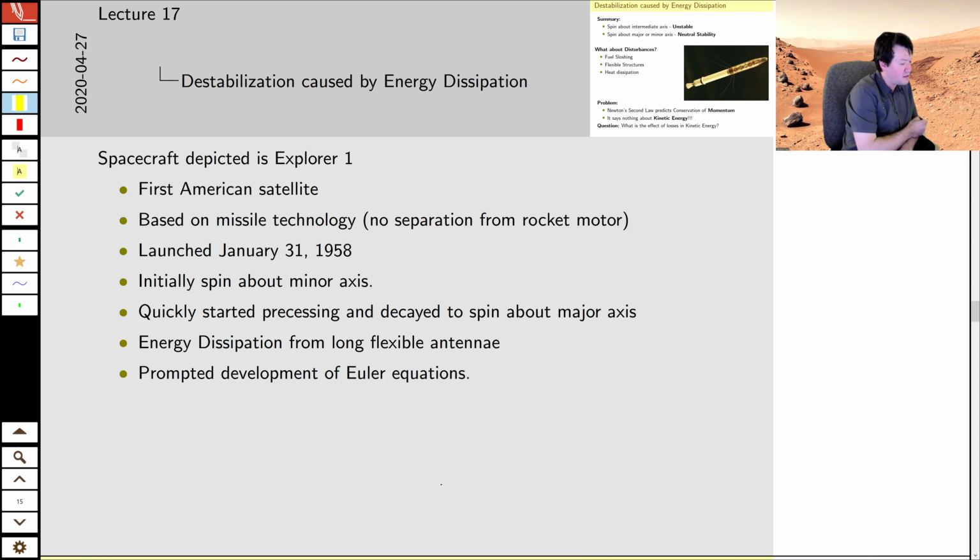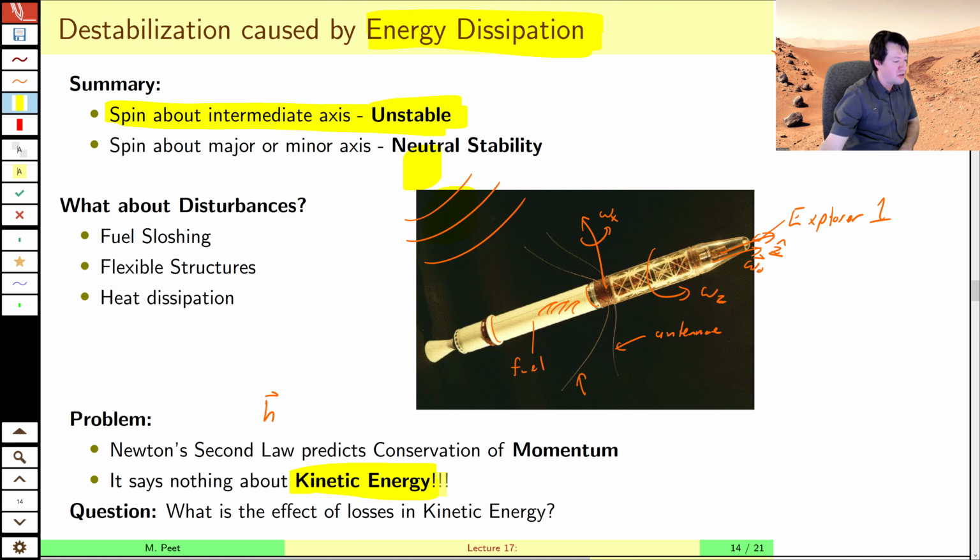Anything I missed here? It started precessing and then decayed to a flat spin. This was our first try. We eventually got better at designing spacecraft. We no longer design spacecraft which have this prolate structure. Right?